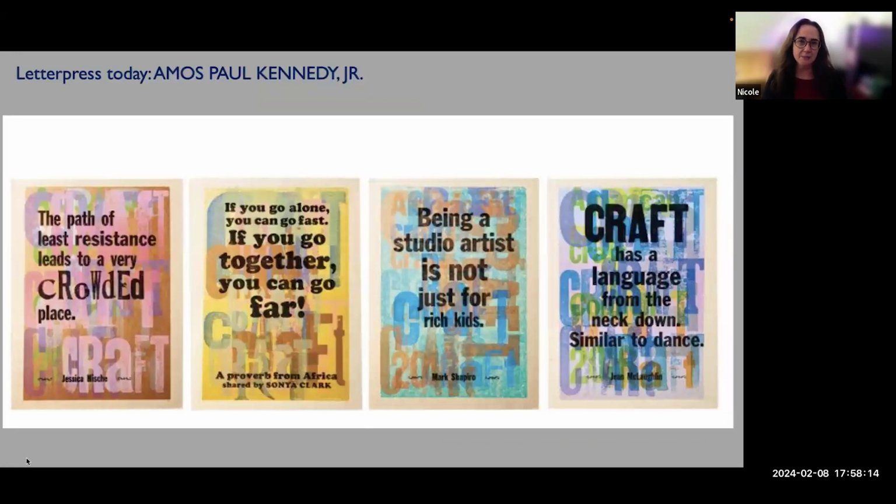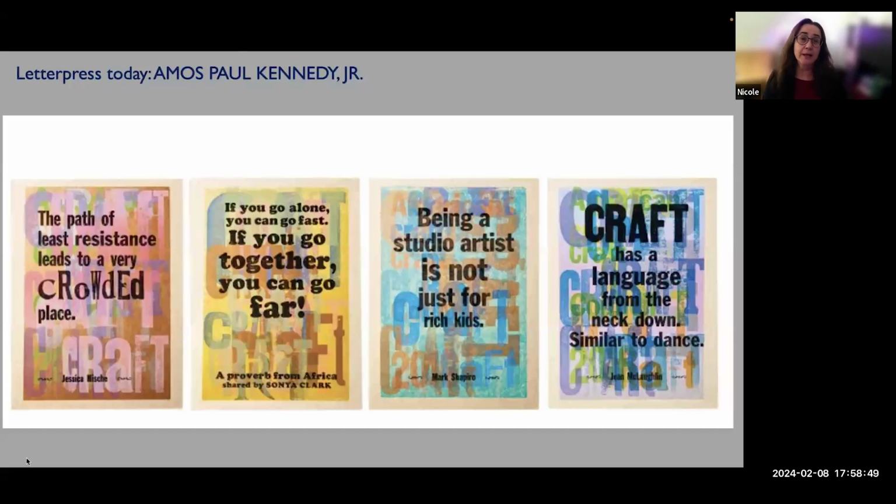Letterpress today is being made as an art form as well, and an important letterpress artist to know about is Amos Paul Kennedy Jr. He's an American printer, book artist, and papermaker who's best known for social and political commentary, particularly in printed posters. One critic noted that Kennedy is unafraid of asking uncomfortable questions about race and artistic pretension. Kennedy creates prints, posters, and postcards from hand-set wood and metal type. He uses oil-based inks and eco-friendly and affordable chipboard.